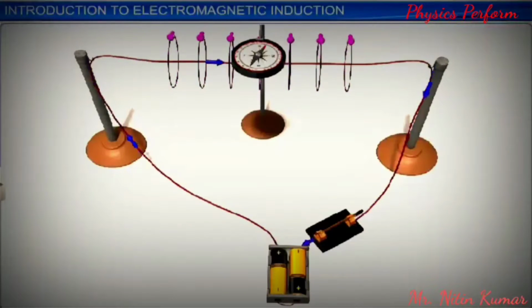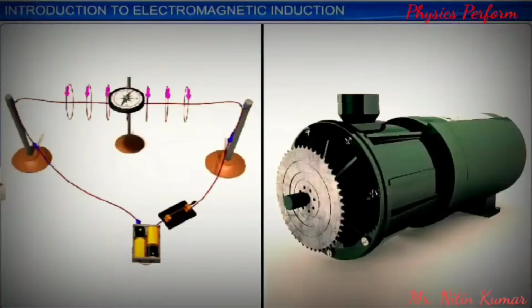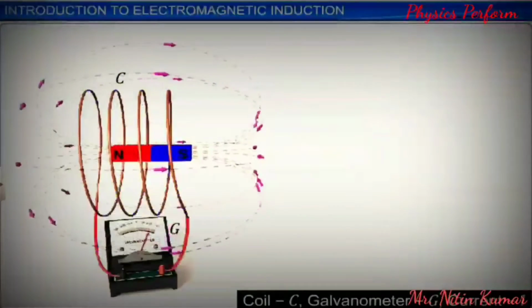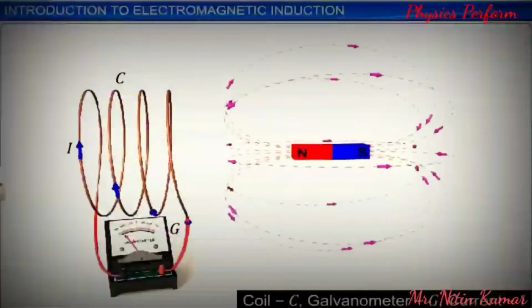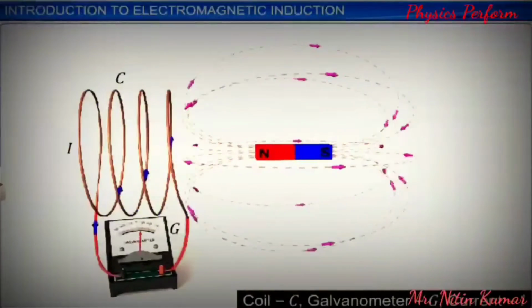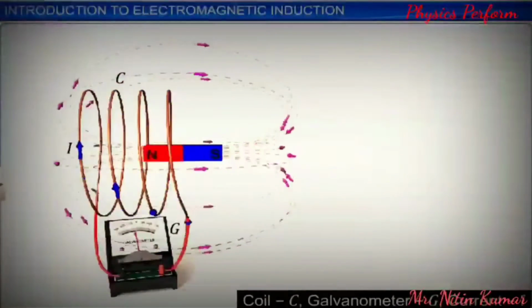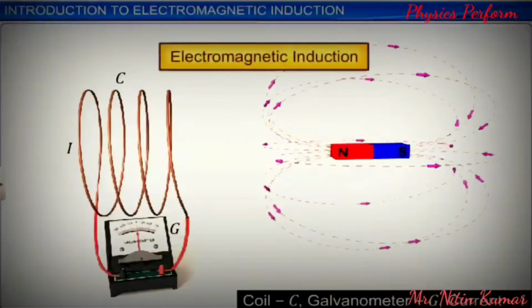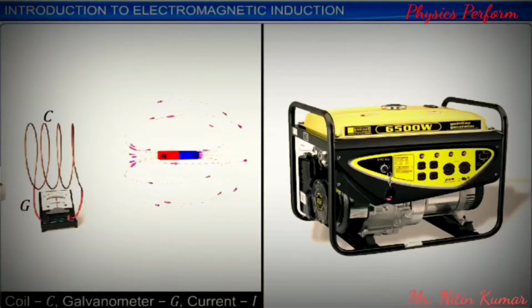Moving electric charges produce magnetic fields. Electric motors work on this principle. However, an electric current is induced in a closed coil when subjected to a changing magnetic field. The phenomenon in which an electric current is generated by varying magnetic fields is called electromagnetic induction. Electric generators work on this principle.